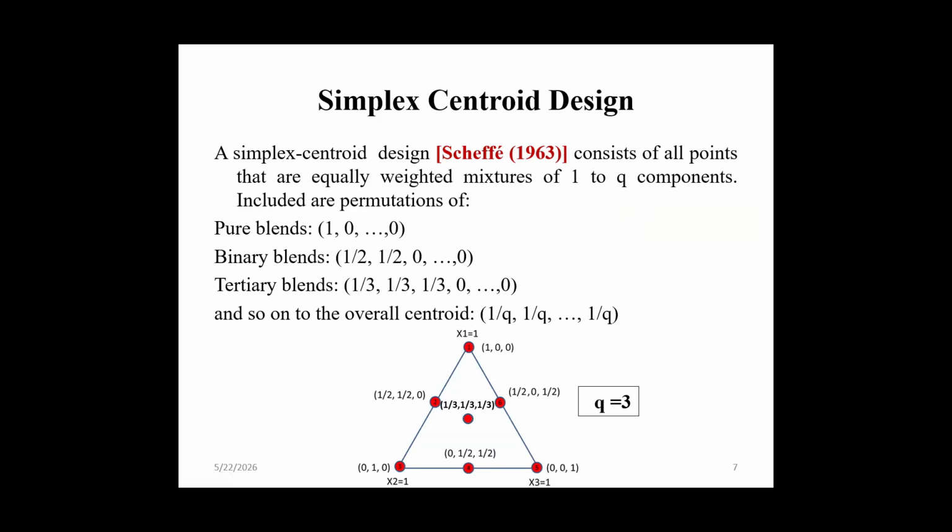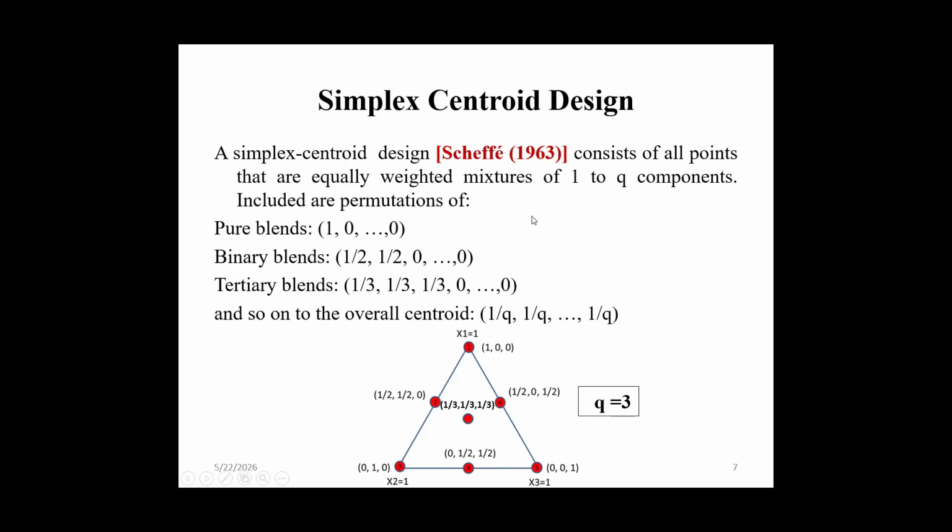It is one of the widely used mixture designs where the ingredients present are in equal proportions. For example, you can see that one of the ingredients is present at 100% and the others are absent. In the binary blends, 50% of two ingredients are present. When you say tertiary blends, three ingredients are present in equal percentage, that is 33.3%.